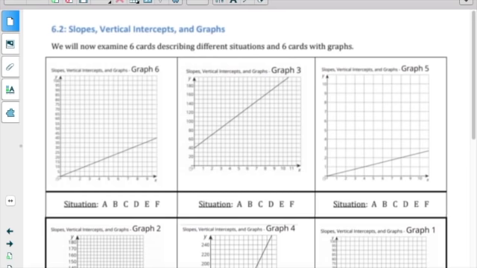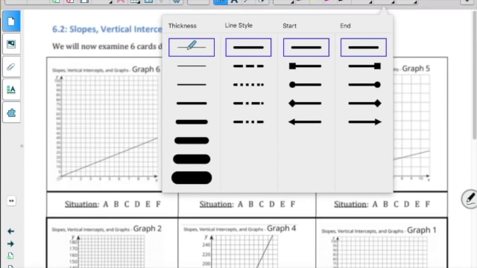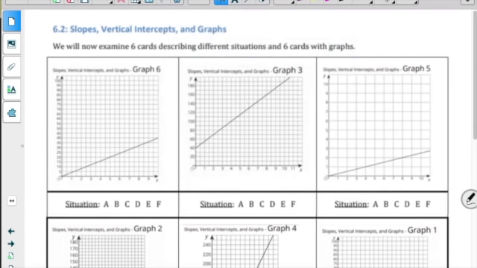So let's look at each one. Okay, so our first graph starts down here at 0, 0 at the origin, and then it goes up. Let's find a perfect point. Looks like there's a perfect point right here at 20 and 5. I don't see any before that point. So I'm going to look at how much it went up.